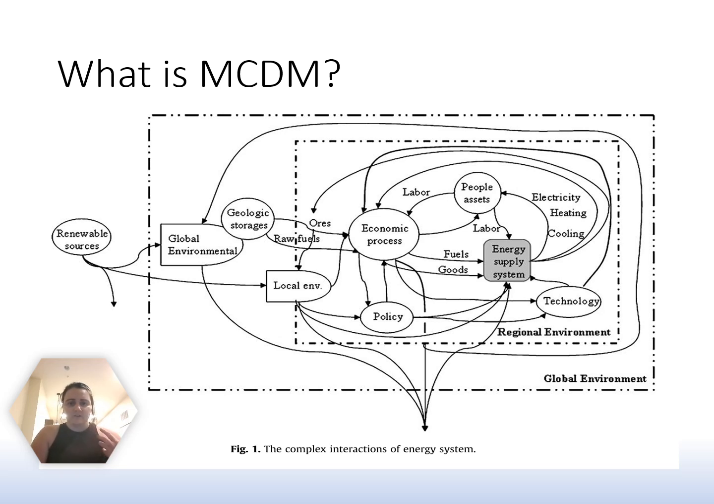There are so many things that happen in a system related to energy that we really need to think about where our boundaries are. I'm sure you've started to hear this about LCA. Are we looking at the global environmental boundary? Are we looking at the regional environmental boundary? What are we looking at? That's going to be an important first step in multi-criteria decision making.